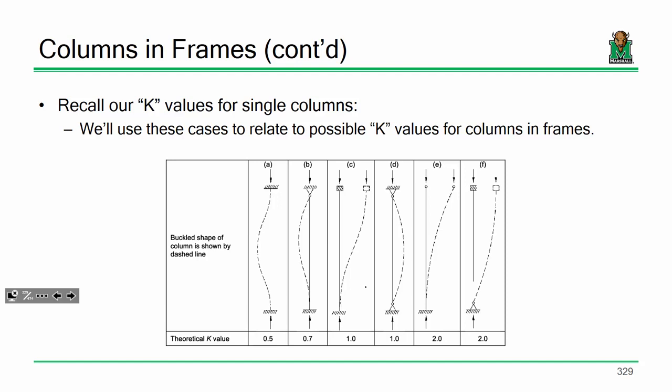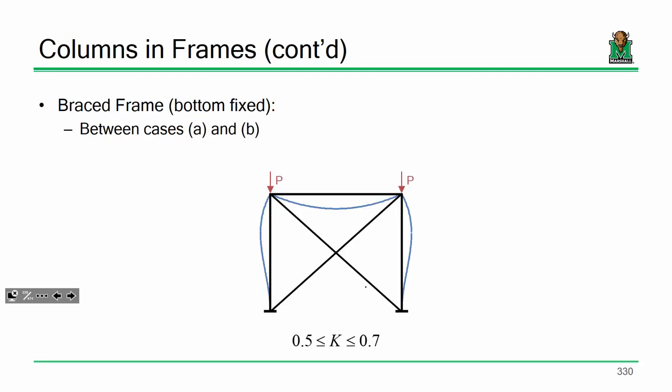Now look at case A and case B. So both of them are fixed at the bottom. This one's fixed, and this one's pinned, right? Everybody okay with that? So this K value, I'm talking about the theory right now, the K value is 0.5, this K value is 0.7. Sound good? Well, I propose that if you've got a brace frame, let's say this is fixed, right? What about this point right here? Is it fixed? Is it pinned? Or is it somewhere in between? I say it's somewhere in between because I don't think that that upper connection is purely fixed or purely pinned.